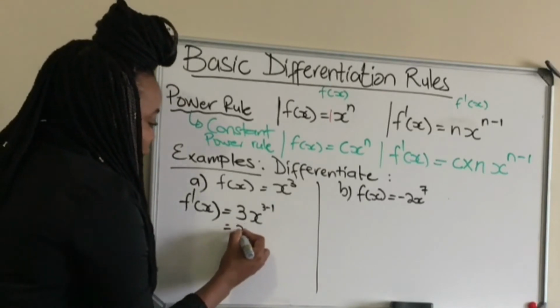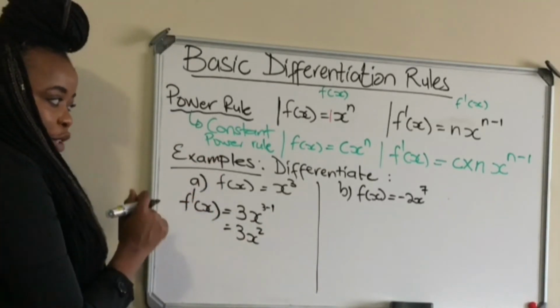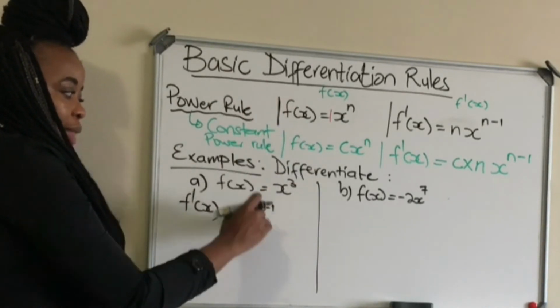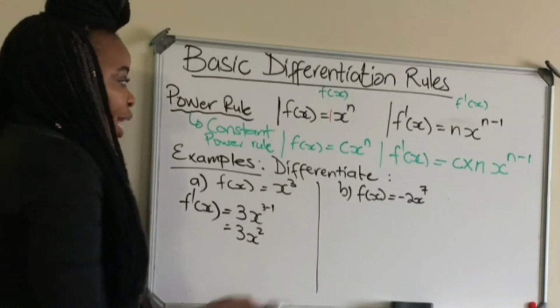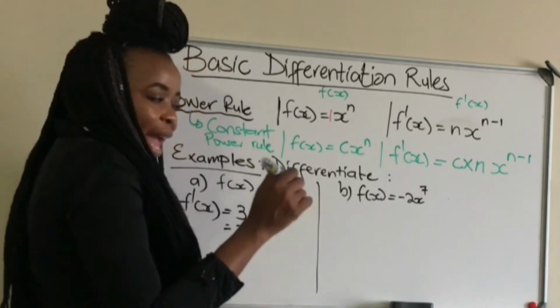So what does that give us? It gives us 3x to the power 2. So that's our derivative for that function. What did we apply? The power law. We took n, we brought it here, and then we have x, and then n minus 1, which we simplify to that.